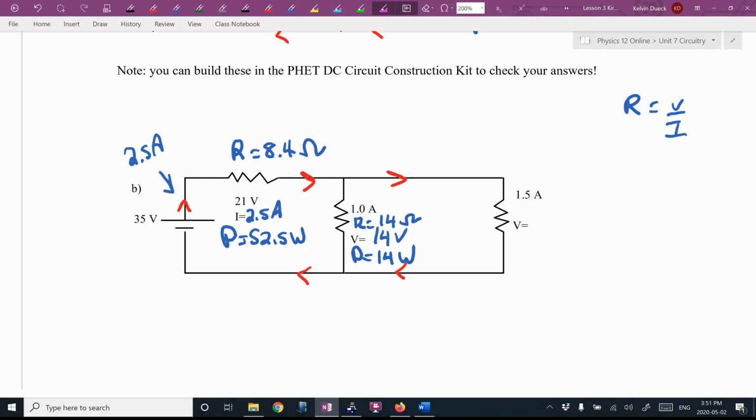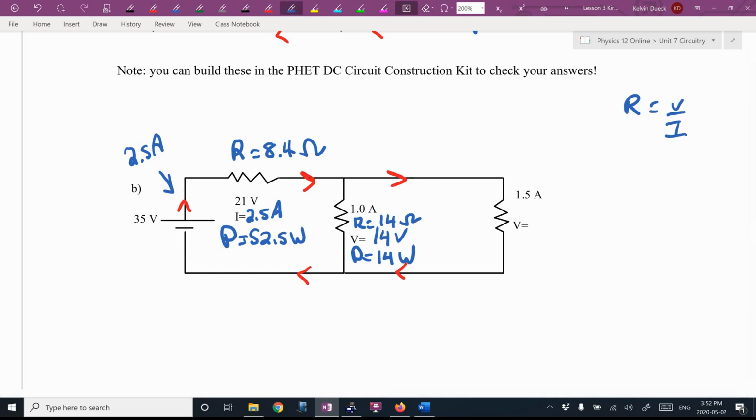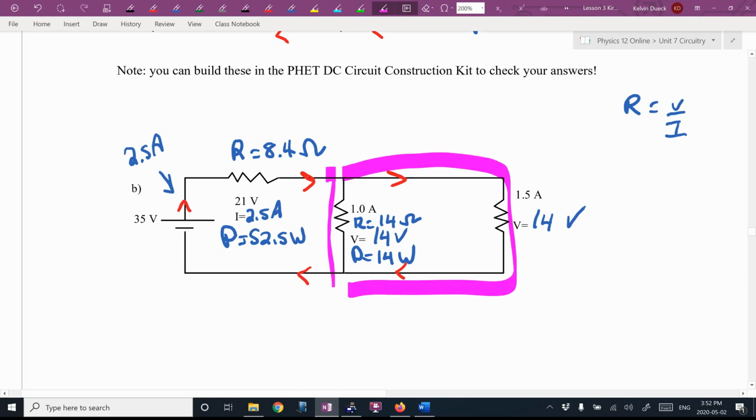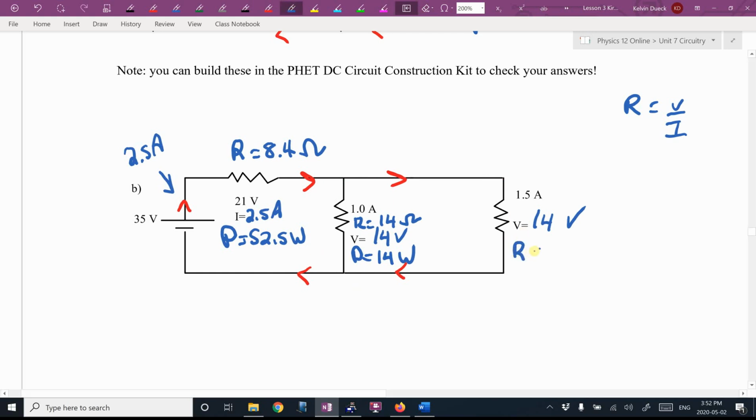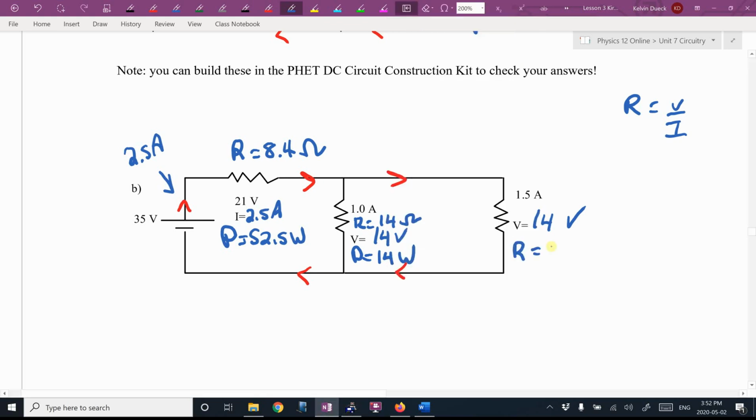Let's ski again. Now, there's two ways that I can do this. I can start here, gain 35, lose 21, leaving 14, going down this hill, and realize I also lose 14 volts here. Or I could say, since we start here and end here, both of these must have the same voltage drop. Knock, knock, who's there? I know two things. Resistance is 14 divided by 1.5, which is 9.33 ohms, and power is V times I, 14 times 1.5, which is 21 watts.